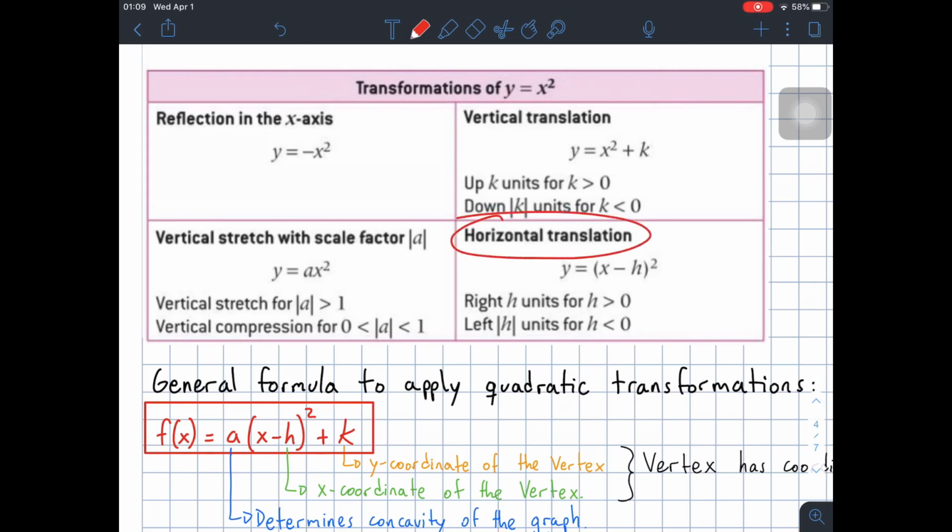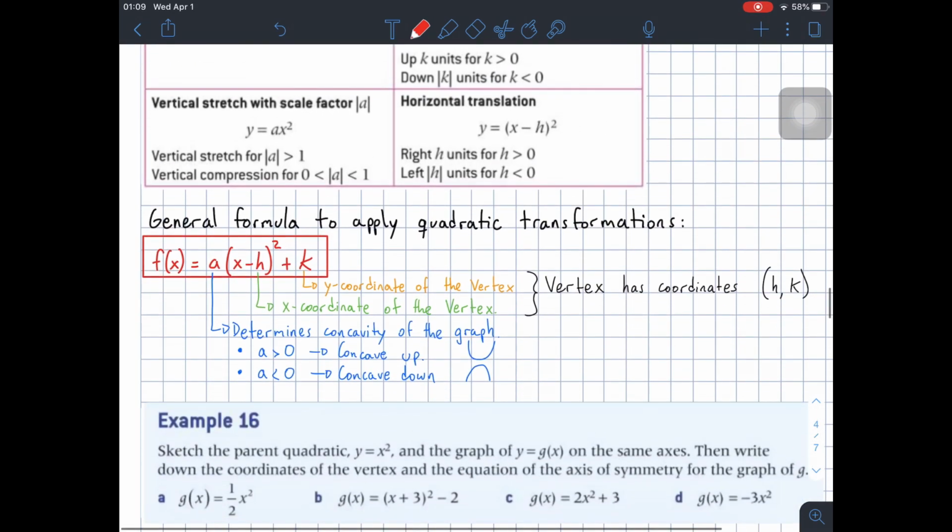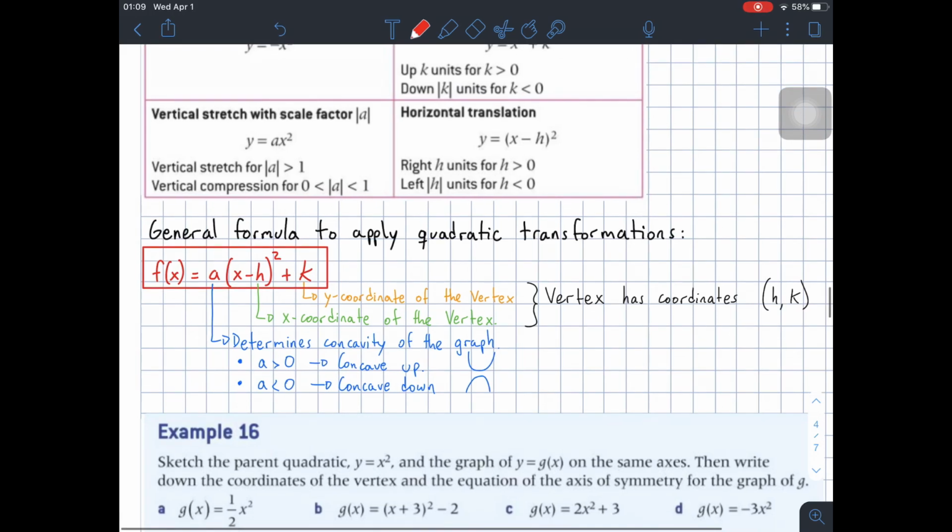Finally, we can apply a horizontal translation by adding or subtracting a value h inside the x value, okay? And the function is going to move right if h is positive, and it's going to move left if h is negative. Okay, so this is the most important thing you should remember.